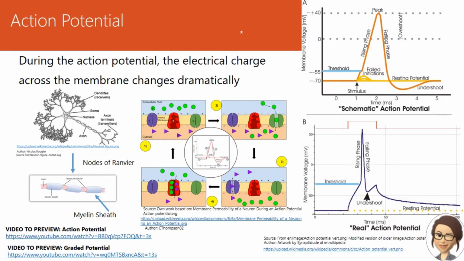The entire response along the length of the axon is very fast, and it can happen up to 1,000 times each second. An important aspect of the action potential is that it operates in an all-or-nothing manner. What this means is that the neuron either fires completely, such that the action potential moves all the way down the axon, or it does not fire at all.